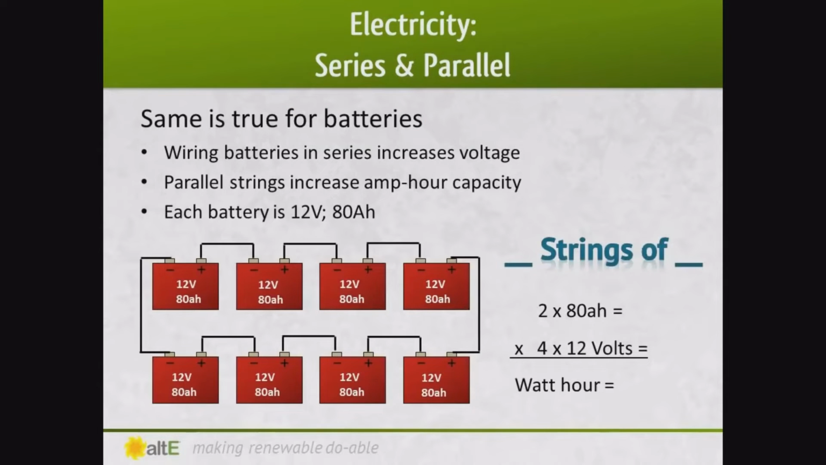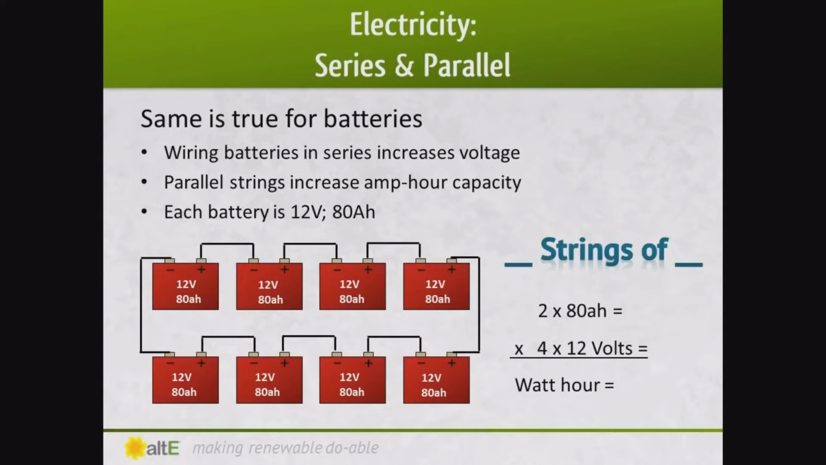Likewise, when batteries are wired in series, their voltage increases, and when wired in parallel, amp hours are increased. You'll often see multiple rows of panels or batteries wired in series. Each row is a string. You can then wire the multiple strings in parallel.